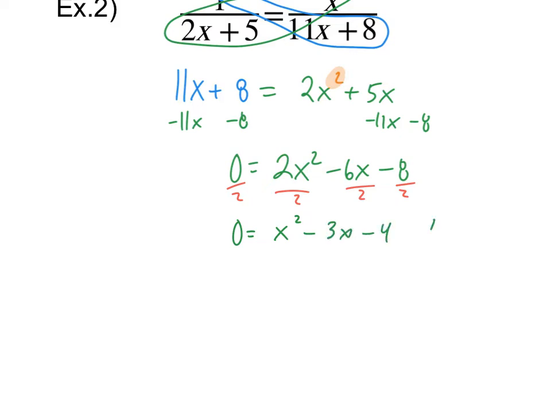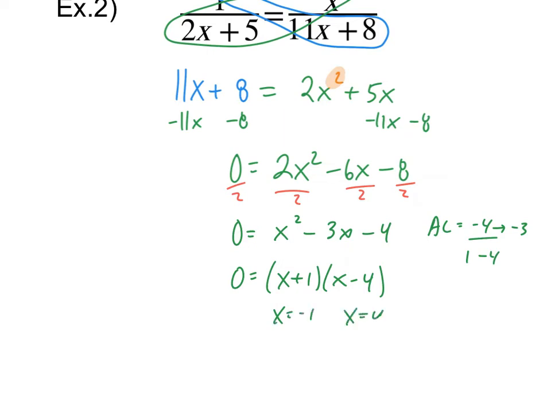We can do some shortcut AC. So our AC is negative 4. We need to add to be negative 3. That would be positive 1 and negative 4. So 0 equals x plus 1 and x minus 4. So that means x equals negative 1 and x equals positive 4. So I will have to check both those answers.